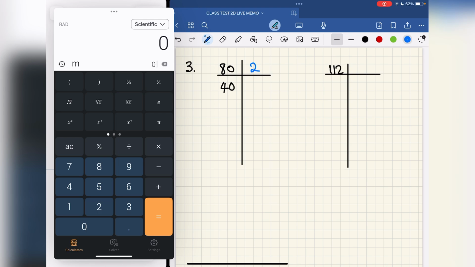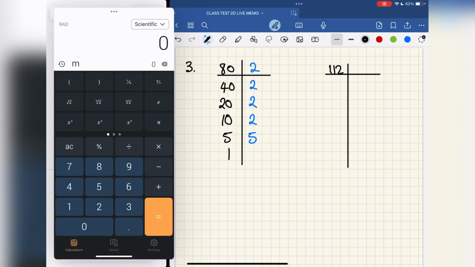Then the smallest prime number that can divide into 40 is again 2, and 40 divided by 2 is 20. Again, we will have 2. 20 divided by 2 is 10. Again, we will have 2, and 10 divided by 2 is 5. Then we will have 5, and 5 divided by 5 is 1. So that was pretty straightforward.